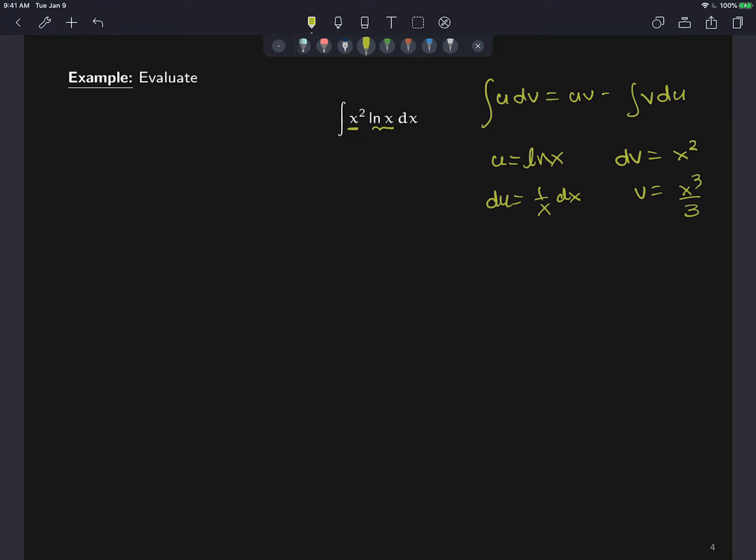So once we have these pieces, I can put this together. Why don't I color code these if you want? So my v parts are going to be green.